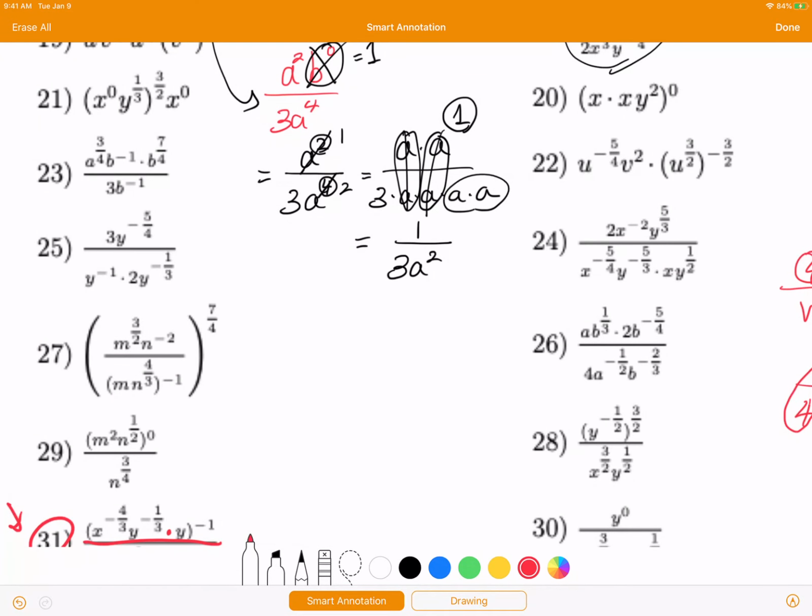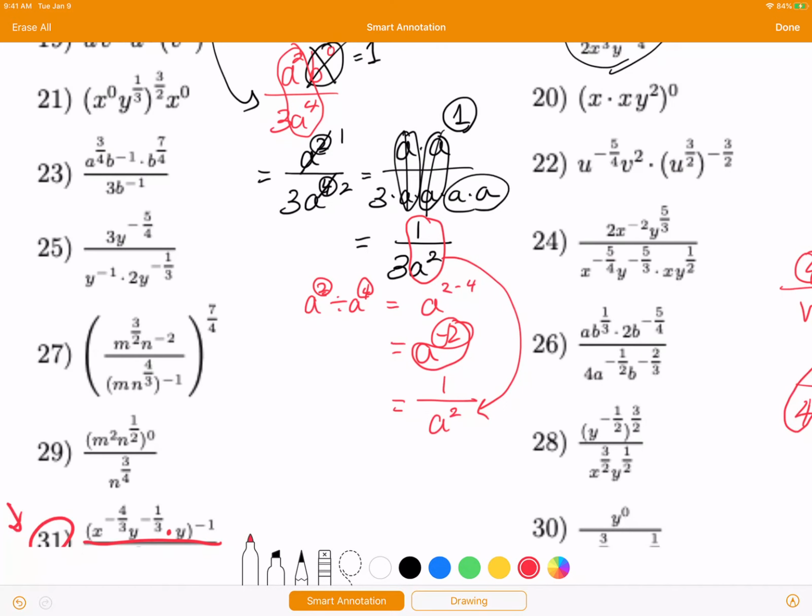Another way to do it is, imagine if you were to just take the a's together. A squared divided by a to the fourth power. We established how we're going to do the 2 minus 4, how we're going to subtract the exponents like that. Well, that is simply a to the negative second power. Well, negative second power, we can always rewrite it as 1 over whatever's left, which is a squared. And therefore, that's where this comes from. And the 3 just simply stays as it is. So the 3 stays in the denominator, it stays right down here, and nothing changes.